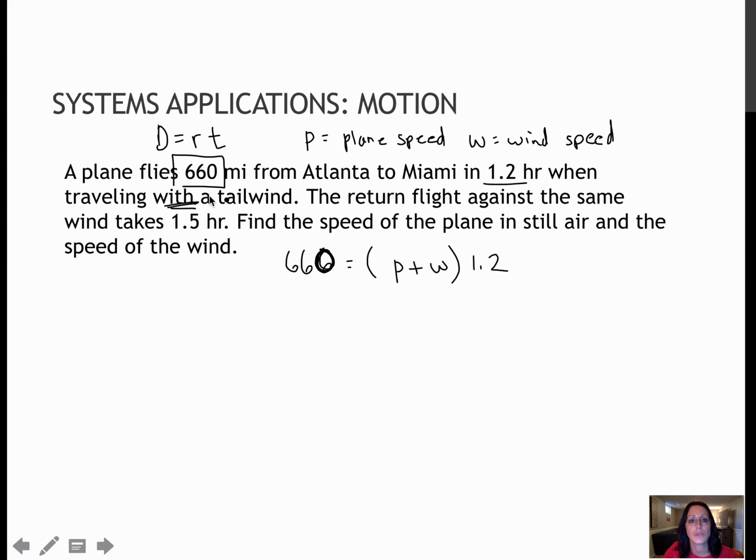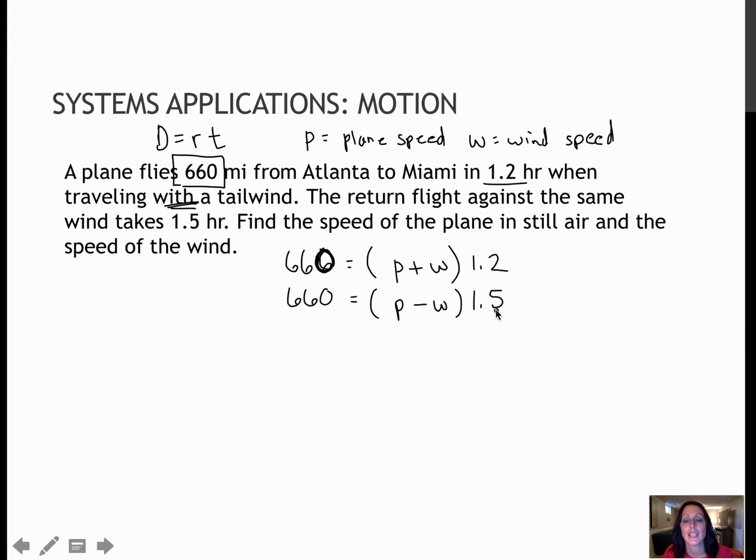On the return flight, which is still 660 miles, I am going against the wind, which means the plane is being slowed down by the speed of the wind, and of course that takes a little bit longer. Now, what most people want to do on this question is to distribute the 1.2 or distribute the 1.5, or horrible, they try to add the equation just as it is. Don't ever try to add the equations when you have the parentheses in there.